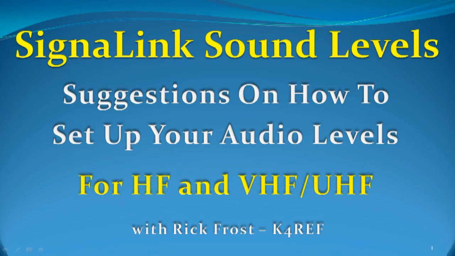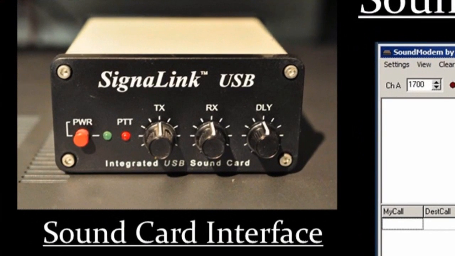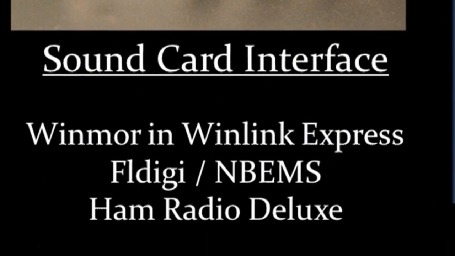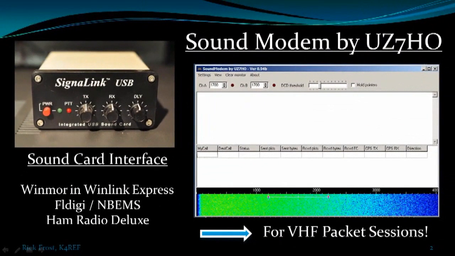In this program, we're going to look at some practical ways to set up your audio levels when you're using a SignaLink sound card interface. We'll look at both HF and VHF-UHF applications. The SignaLink is one of the most popular external sound card interfaces being used in ham radio. It's used with Fldigi, Winmore and WinLink Express, Sound Modem, and many other popular softwares.